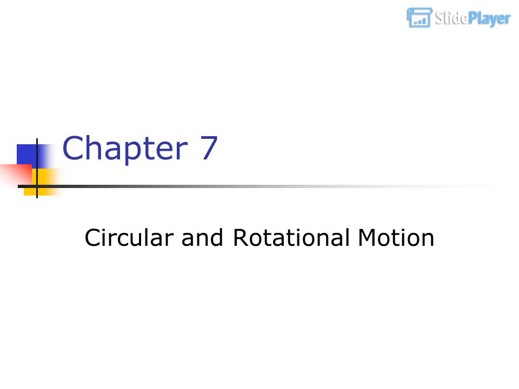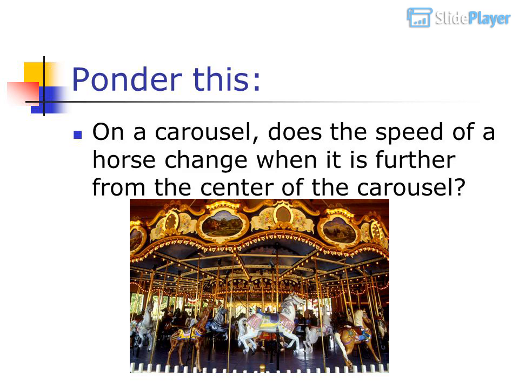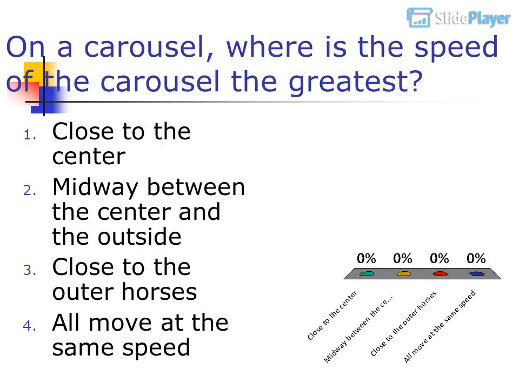Circular and rotational motion. Chapter 7. Ponder this. On a carousel, does the speed of a horse change when it is further from the center of the carousel? On a carousel, where is the speed of the carousel the greatest?